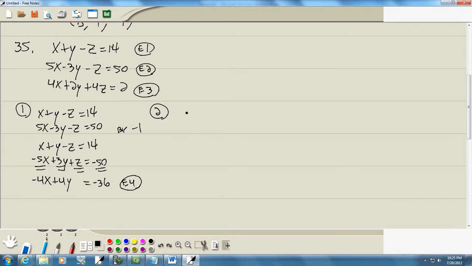Step 2, group equation 2 and equation 3 together. So I got 5x minus 3y minus z is equal to 50, and 4x plus 2y plus 4z is equal to 2. And I want to eliminate the z's. Well, this is a positive 4z. This needs to be a negative 4z. So I'm going to multiply that first equation by 4. So that gives us 20x minus 12y minus 4z equals 200.